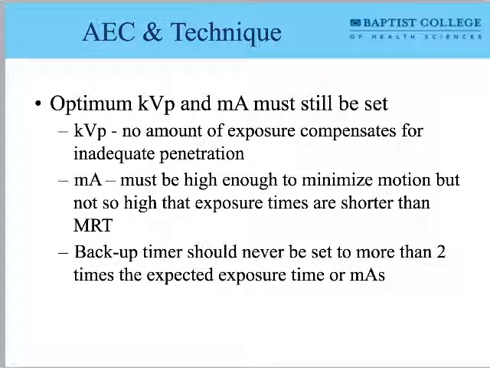So this is in your job description as a technologist, to know what the backup time is set to anytime you're using the AEC, and to know how that relates to the expected mAs. If it's anything more than 2 times the needed mAs for that projection, it needs to be manually changed.